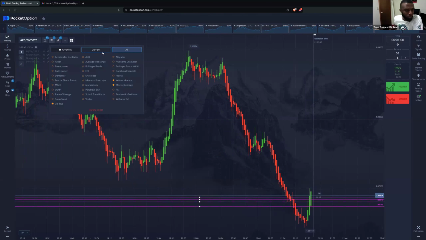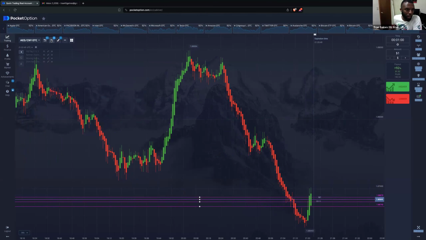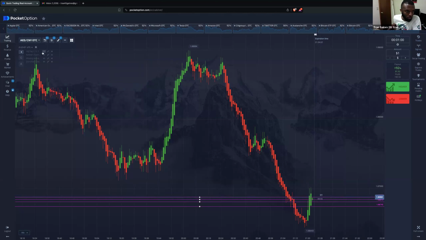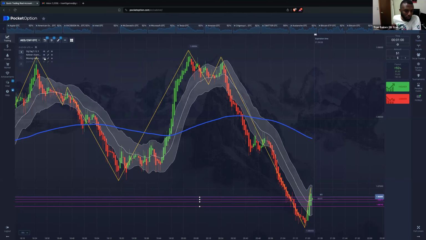All right, so the first thing we'll use is ZigZag. If you go to this little icon right here, click ZigZag. Then the second one is moving average, right here. And then we're going to Keltner Channel. I'm going to put that over here.